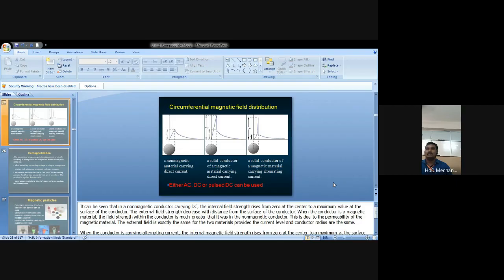Here, the circumferential magnetic field distribution. A non-magnetic material carrying direct current. A solid conductor of a magnetic material carrying direct current. And either here you have to use AC current or DC current or pulsed DC current can be used.